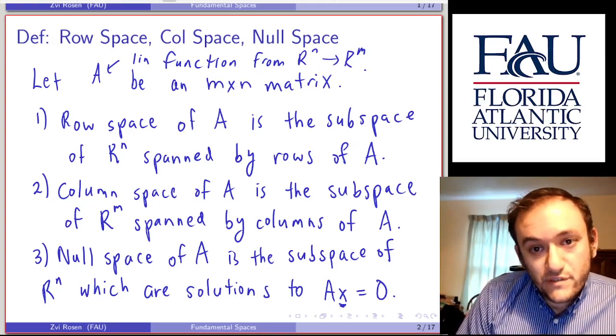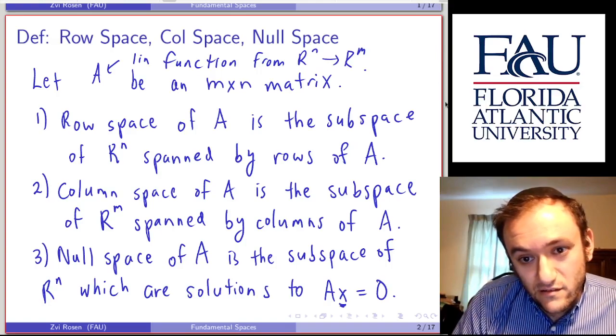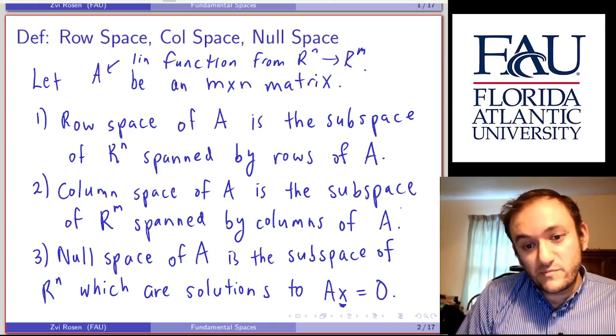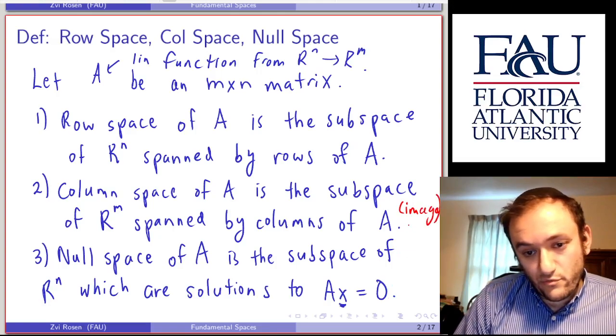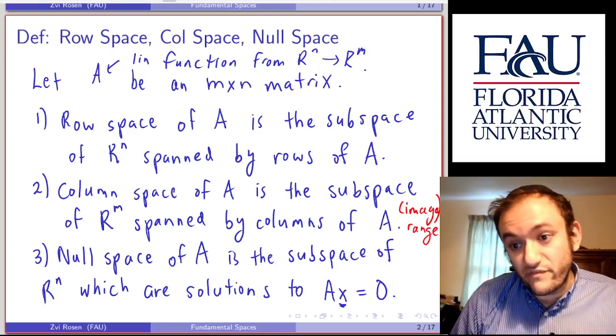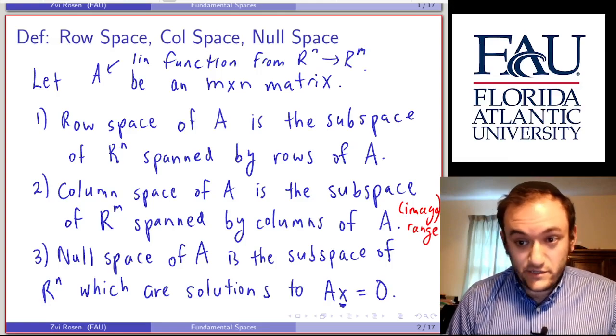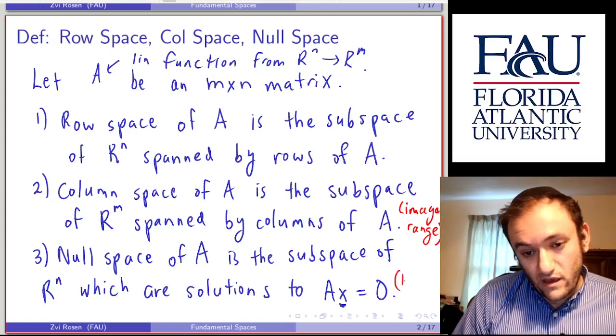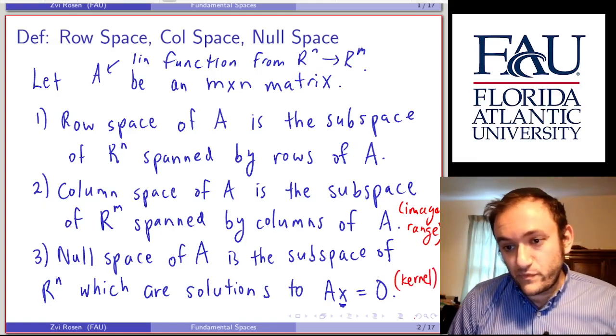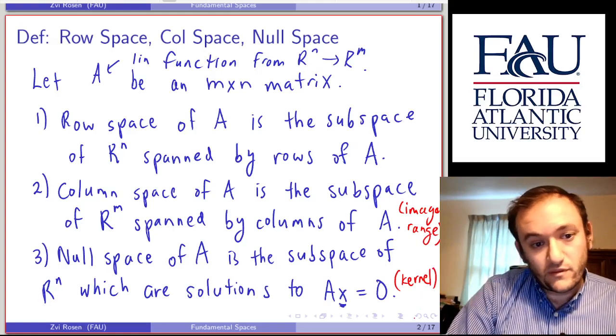Another way to think about these things, at least the last two: the column space is the image of the function, or also the range. These are the values that are output by this matrix considered as a function. Whereas the null space, sometimes we call this the kernel of the function. These are the things that map to 0.